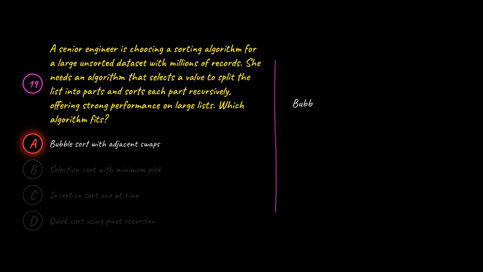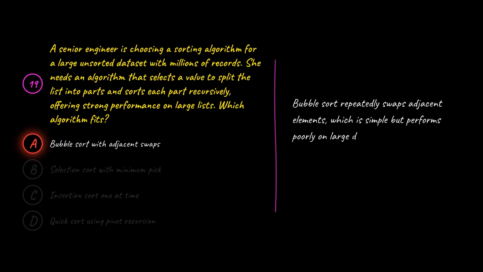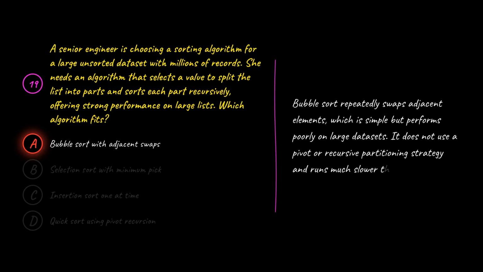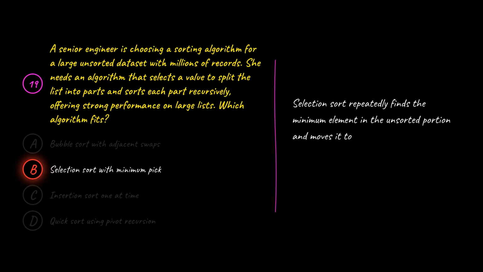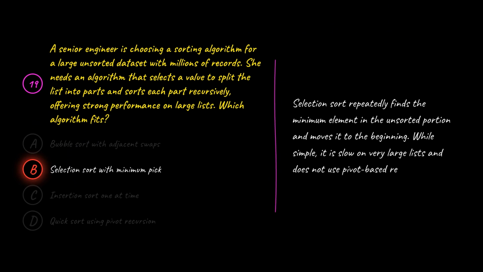A is wrong because bubble sort repeatedly swaps adjacent elements, which is simple but performs poorly on large data sets. It does not use a pivot or recursive partitioning strategy and runs much slower than quicksort here. B is wrong because selection sort repeatedly finds the minimum element in the unsorted portion and moves it to the beginning. While simple, it is slow on very large lists and does not use pivot-based recursion.